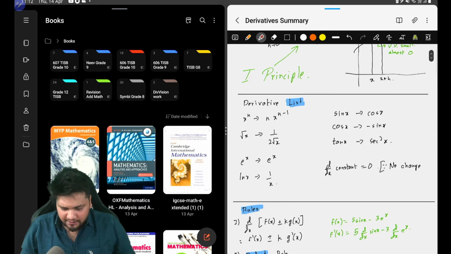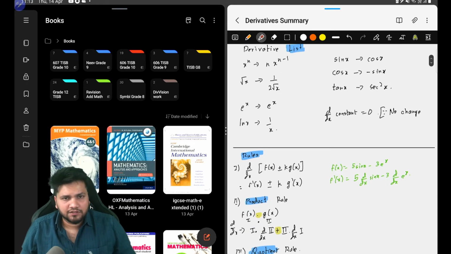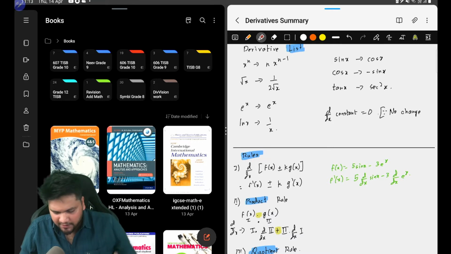What about the derivatives list? So I hope you know x to the power of n is nothing but n x to the power of n minus 1. I think you are quite comfortable with that, right? ln x is 1 by x, sin x is cos x, cos x is minus sin x, tan x is sec squared x. Derivative of a constant is 0 because there is no change, there is no rate of change, right? It's just constant speed. That's why.